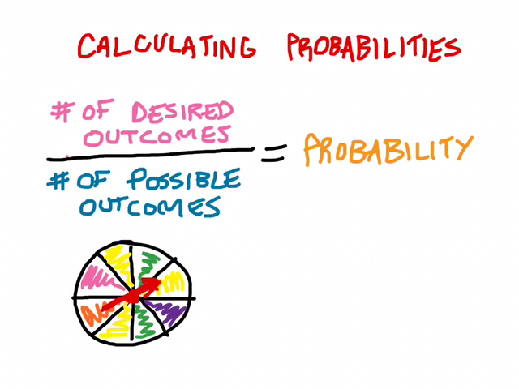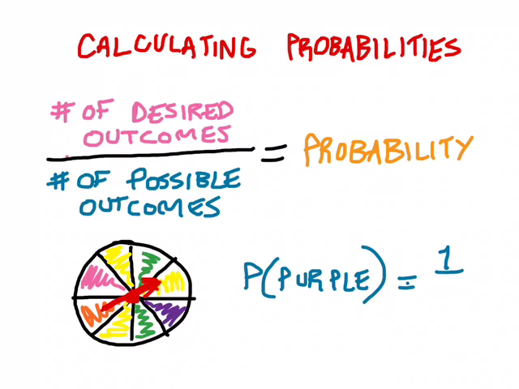So if I, for example, want the probability of spinning purple, well, that's going to be equal to the number of purple spaces, which is 1, over the number of things that can happen, which is 8. So I have a 1/8 probability of spinning purple. 1 out of every 8 times I would expect to spin a purple.